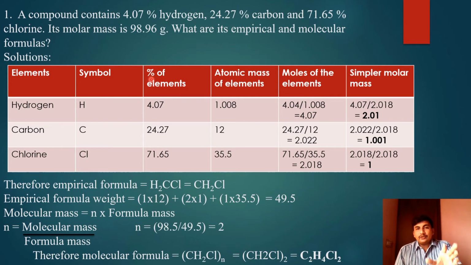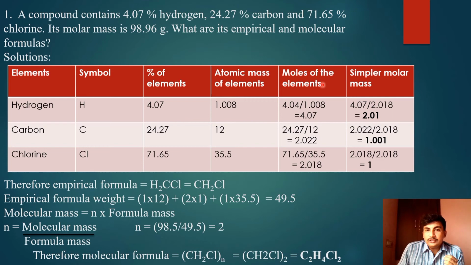See, you should draw this table and list out, making 6 columns. What are the 6 columns? Elements, with the symbol, for example the hydrogen symbol. Then the percentage of the element, which is given in the problem. Then the atomic mass of the element, which you should know. Then you have to find the moles of the element and the simpler molar ratio. Hydrogen, H is the symbol, the percentage given is 4.07, and the atomic mass of hydrogen is 1.008, right?